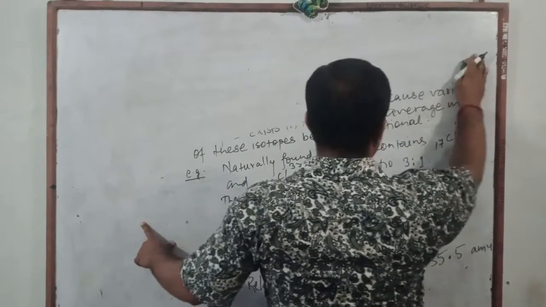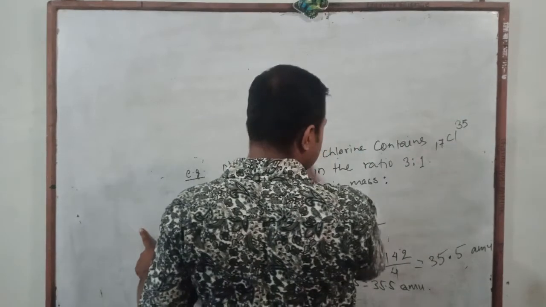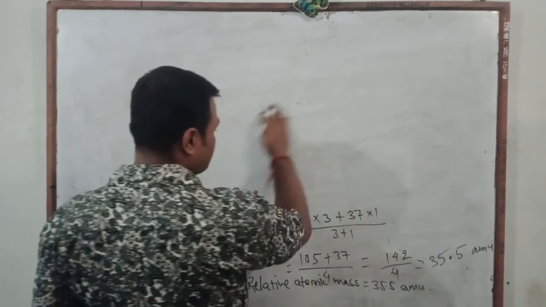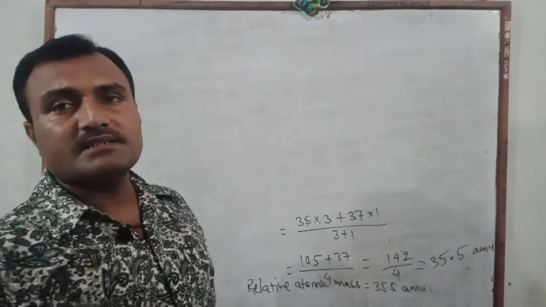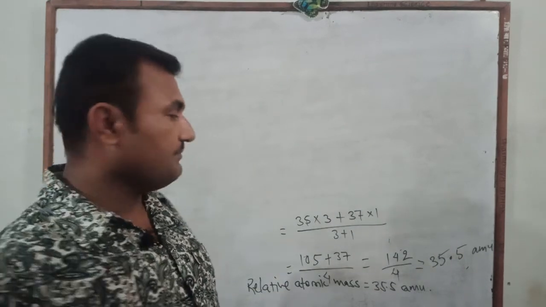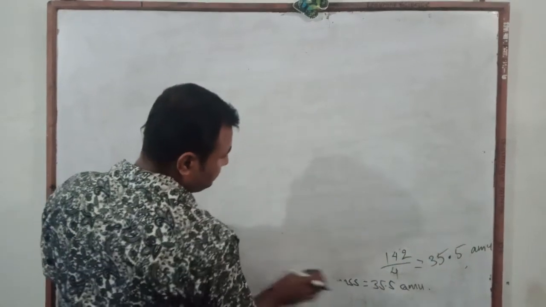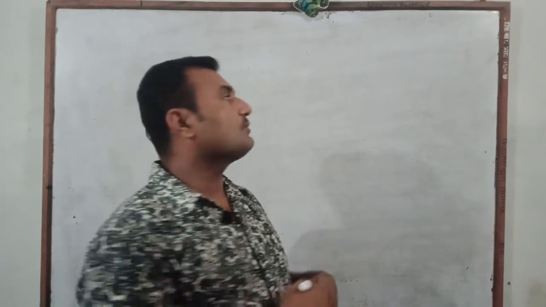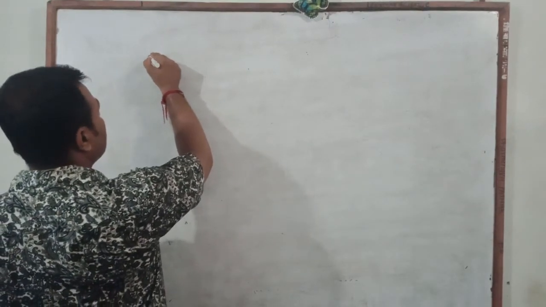Listen, generally relative atomic mass can be calculated from what percentage of these isotopes are present naturally and what their atomic masses are. Then we can easily calculate the relative atomic mass by the average method. Now we calculate the relative atomic mass of hydrogen, as another example.